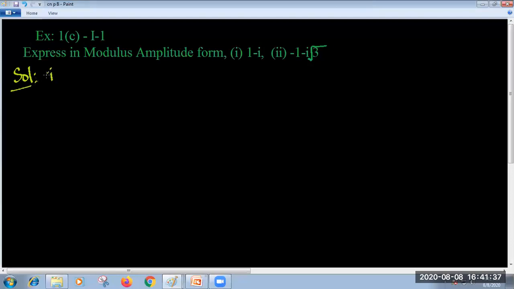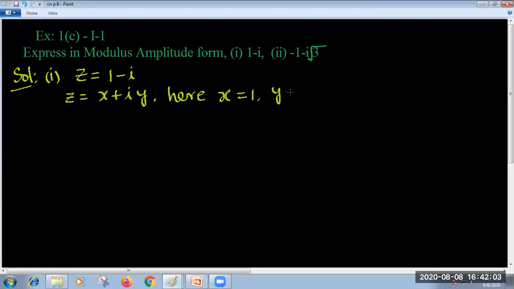There are two bits in this. First one, let us name it as z, 1 minus i. So comparing this with the standard form, x plus iy, here the x value is 1 and the y value is minus 1.